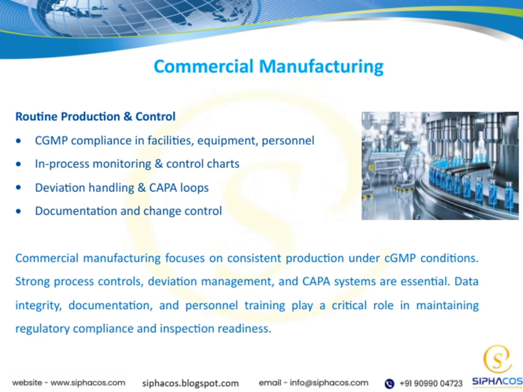Documentation and change control are also key. Proper documentation ensures traceability and accountability, while change control helps us manage modifications without compromising quality. Overall, maintaining data integrity, thorough documentation, and well-trained personnel are the backbone of staying compliant and ready for inspections. All these elements together ensure that our manufacturing process is not only efficient, but also compliant with regulatory standards, supporting the overall integrity of our product and our reputation.